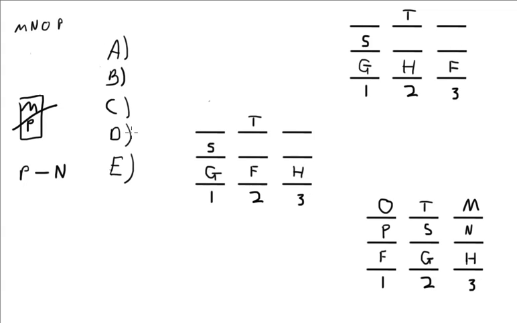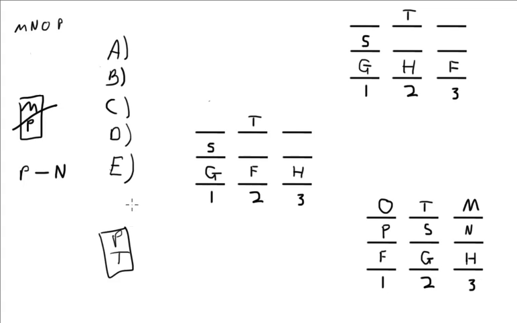Question 21 says, if P and T are in the same group, then for how many of our variables, that's M, N, O, P, S, and T, can we determine what position their team places in? So we want to know the position of each of M, N, O, P, S, and T, and we want to count up how many of these variables we can place definitively with certainty.